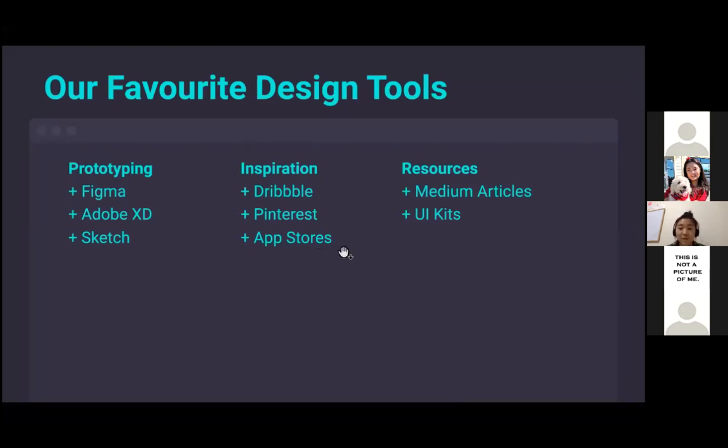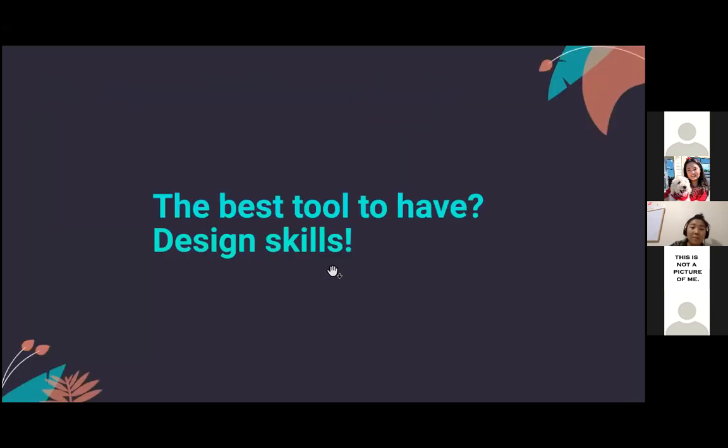And in terms of resources, writing Medium articles about your experiences or just reading about other people's hackathon experiences is also great. And UI kits are great, especially during hackathons because they save you a lot of time and they can make your final product look super nice in the end. But ultimately, the best tool to have are design skills. And yeah, I can't disagree with that.